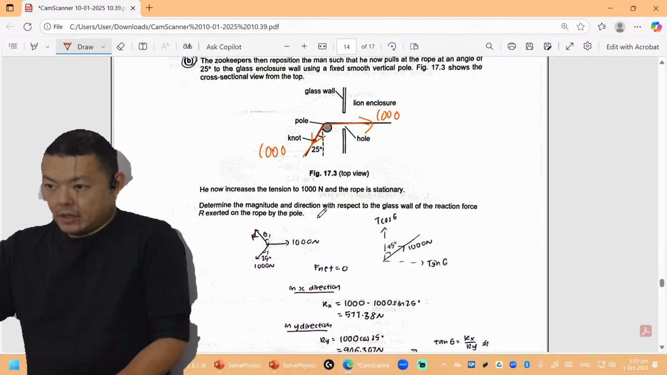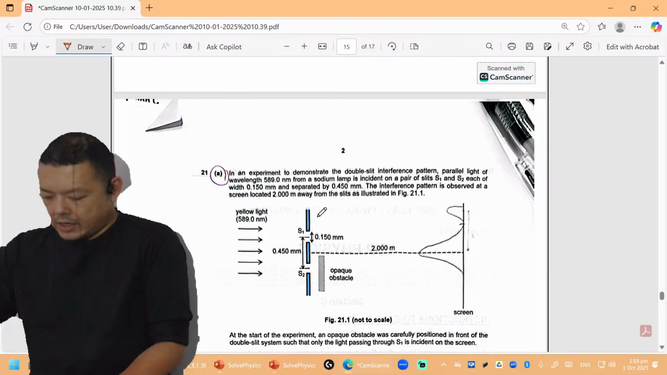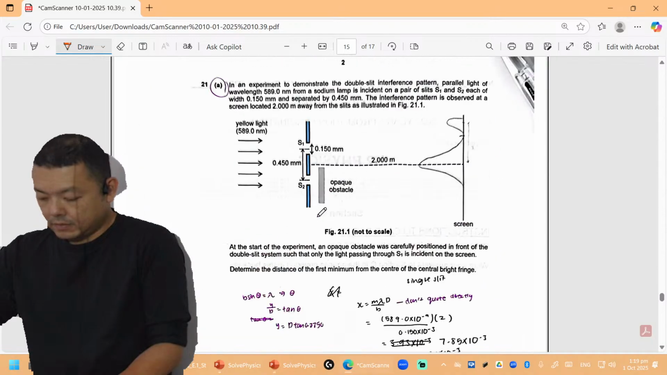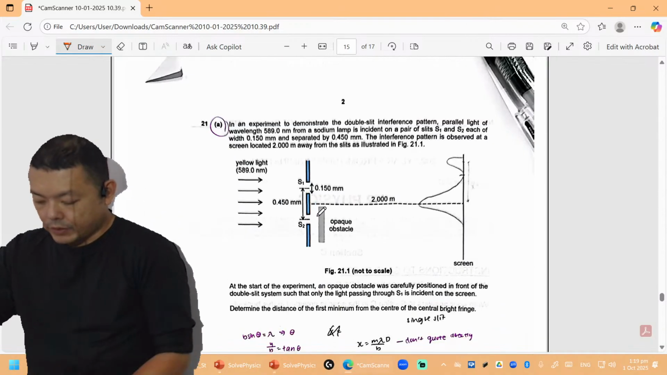Okay, then this one, no issues. Okay, good. Then this one here, 21A. Sorry, for which one?